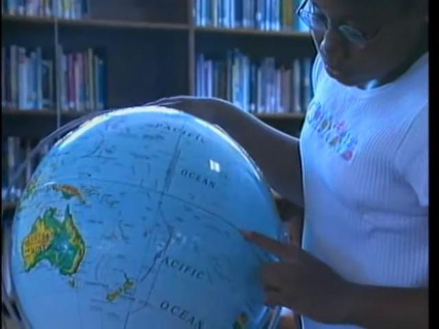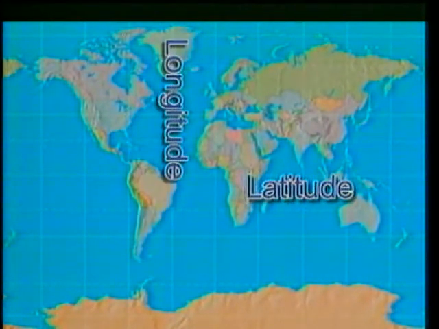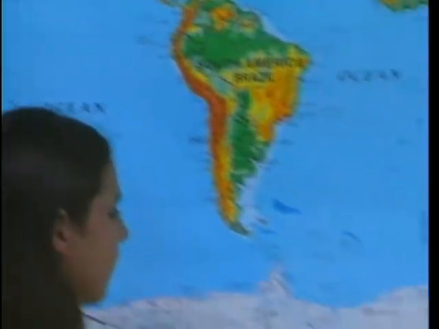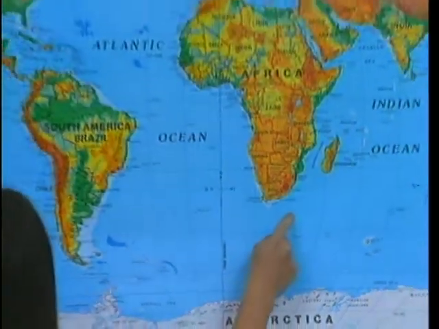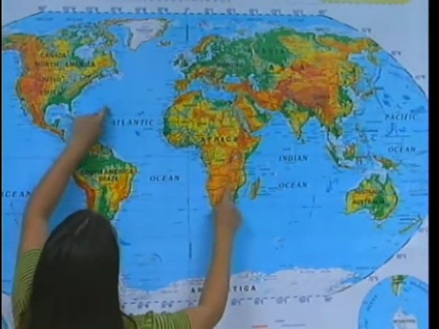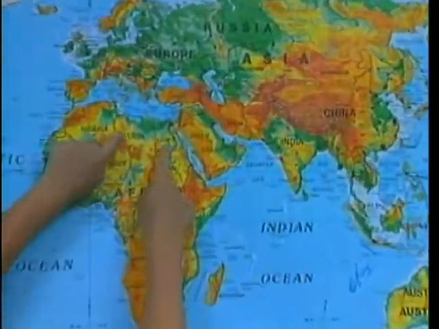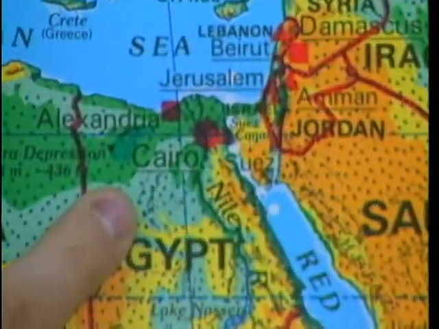Just like globes, maps use lines of latitude and longitude to show the exact location of places on the Earth. You can see the lines of latitude and longitude marked off on this map. The lines of latitude go north and south of the equator, and the lines of longitude connect the poles. Just as we do with a globe, we can locate a specific place on the planet if we know its latitude and longitude. Cairo, in Egypt, is at 30 degrees north, 32 degrees east.